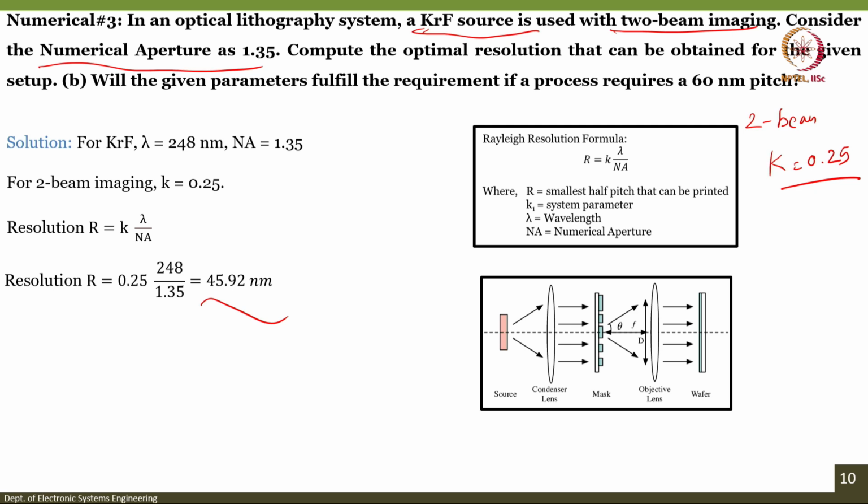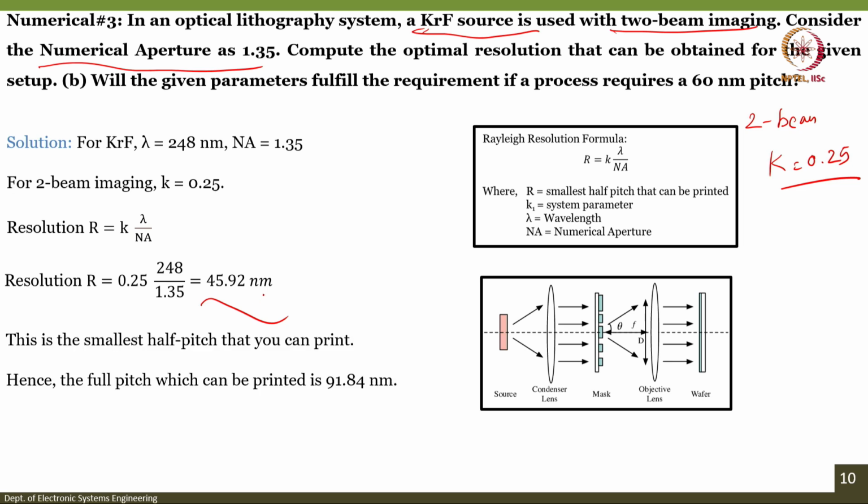If this is the half pitch, now you read the next part. Will the given parameters fulfill the requirement if the process requires 60 nanometer pitch? Now this is your smallest half pitch, so what is your full pitch? It is around 91.84, so it is almost 92. Always remember, you will never get the ideal or calculated value when you do the fabrication process. It will always be a little bit more. So consider 92 nanometer as your final outcome.